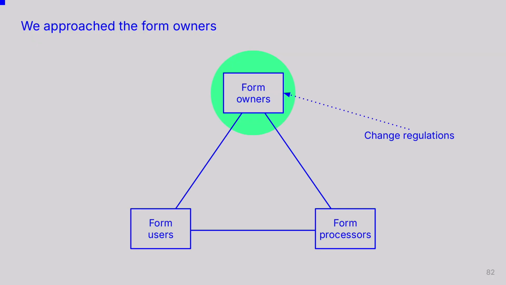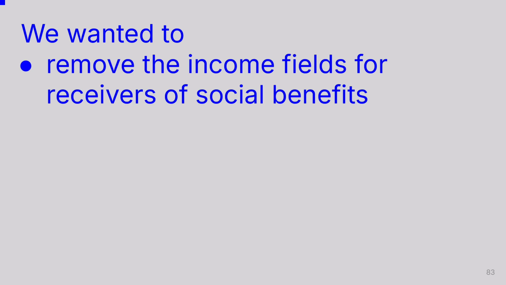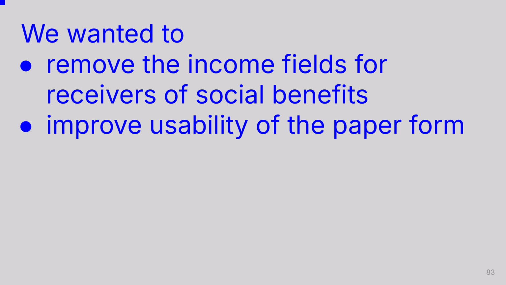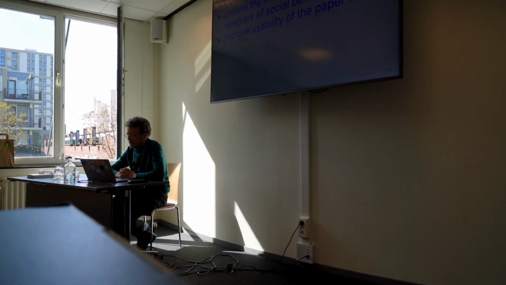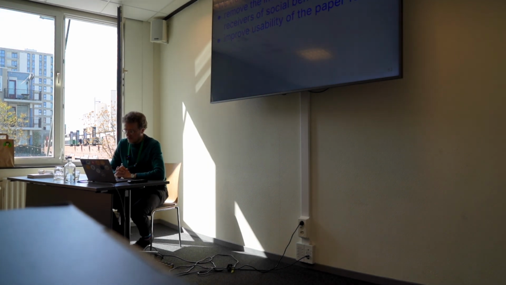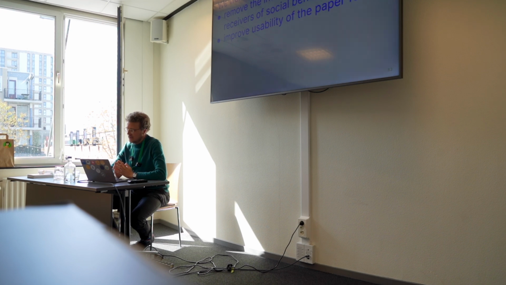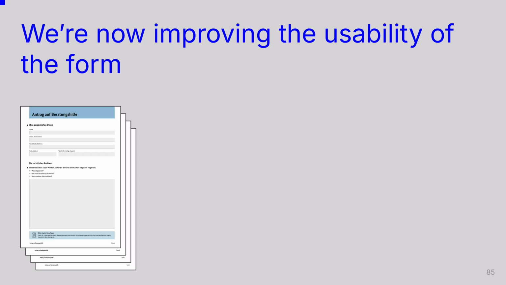And now we had the necessary evidence to approach the form owners to change the regulation. And we wanted them to remove the income fields for receivers of social benefits and improve the usability of the paper form, because we knew the paper form would still exist. We also wanted to change something about the belongings that needed to be put in the form, but that actually didn't work out. So the form owners agreed on changing the paper form, and we are now improving the usability of the form.